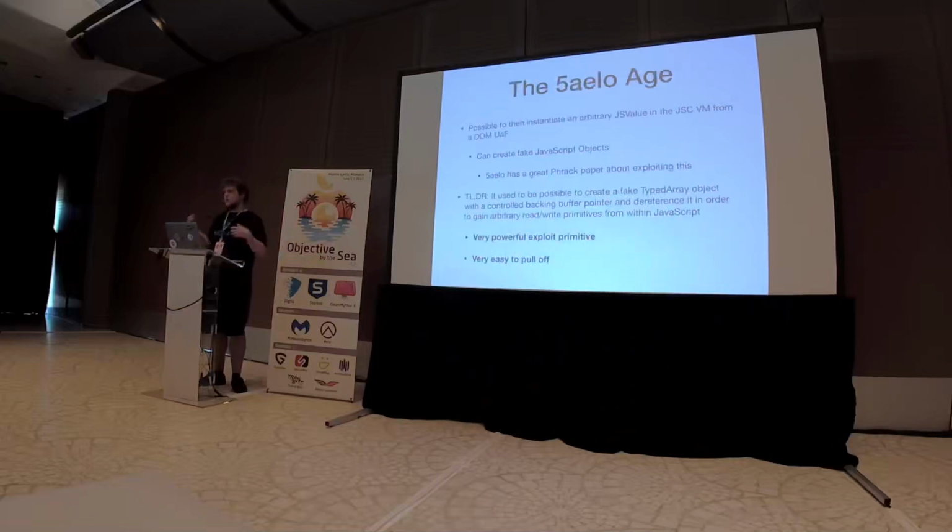And once you have the ability to leak a JavaScript object and create a fake one, there used to be this very nice technique introduced by Cellulo in this paper, where you could just create a fake JavaScript object that represented a typed array, and by just putting a controlled backing buffer pointer in there, you could reference any address and have full read-write primitives from within JavaScript. And this was really easy to pull off, and it was a really powerful primitive.